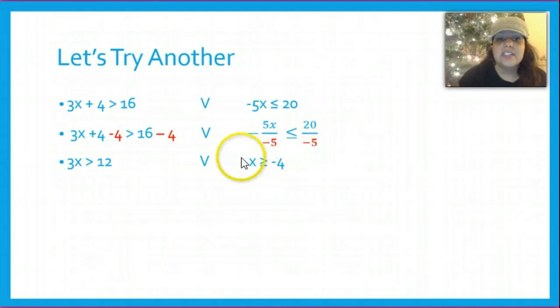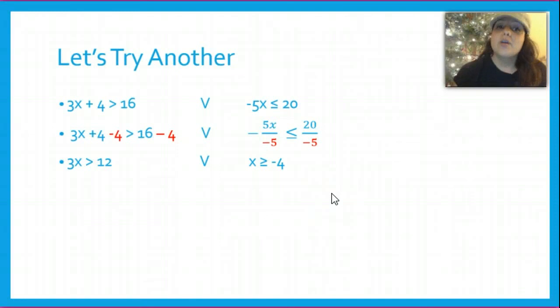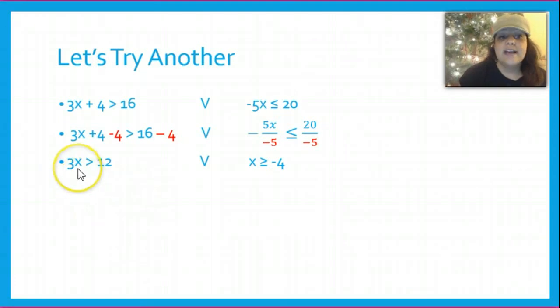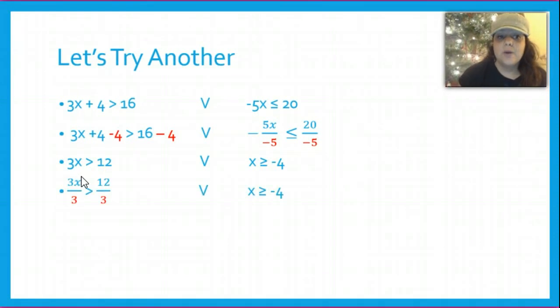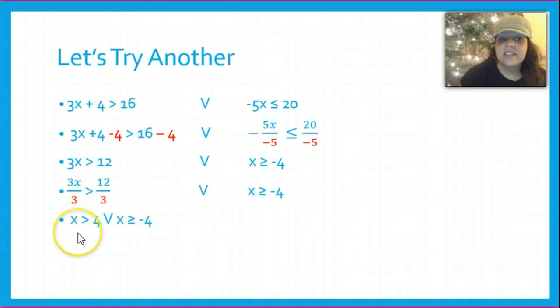Well, now what we have is this side of the disjunction is solved. That part can be graphed, but I still have this first part that I have to work on. So I'm going to continue till I have everything complete. Now, x is being multiplied by 3, and to get x alone, I want to go ahead and divide both sides by 3. When I do that, I'm left with x is greater than 4, or x is greater than or equal to negative 4.